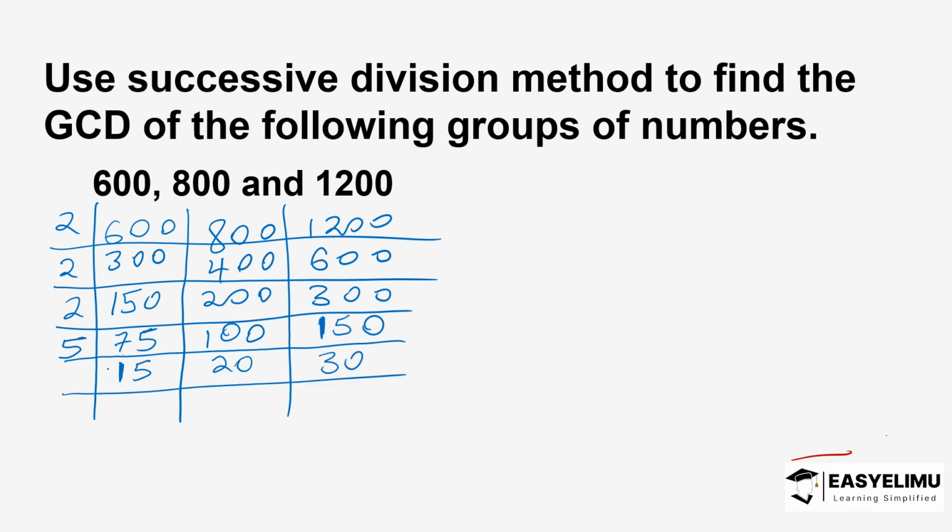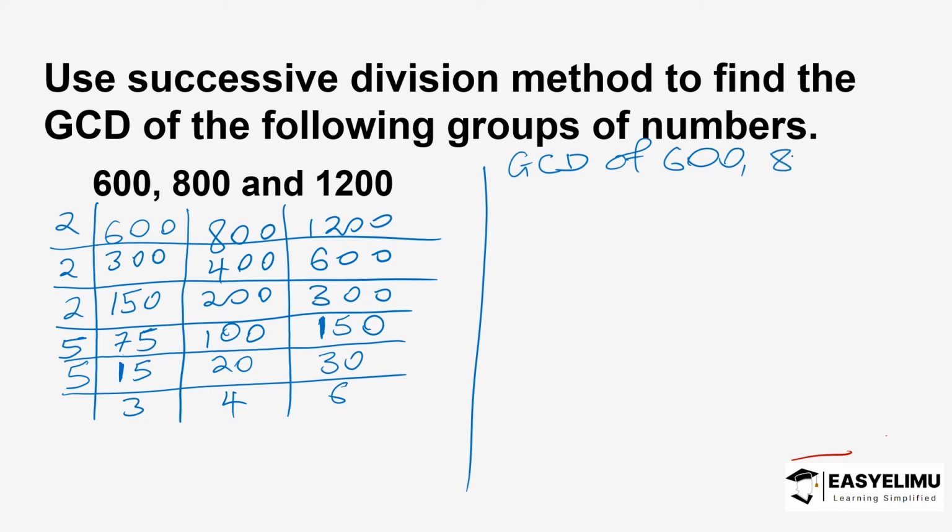That is 30. Again, 5 is applicable. So 15 divided by 5 is 3. 20 divided by 5 is 4. And 30 divided by 5 is 6. So we have now the GCD, or the greatest common divisor, this is how you're supposed to frame your answer, of 600, 800, and 1,200 equals to, so you multiply all these. So 2 by 2 by 2. 2 is multiplied 3 times. And then 5 by 5.